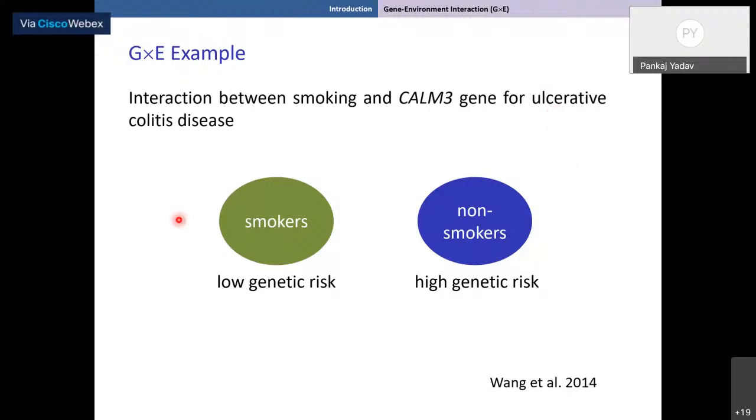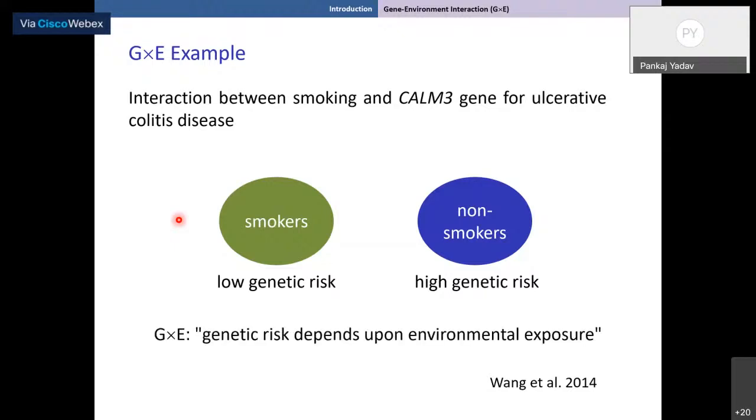Okay, so this is just telling us why gene environment interactions are important. Some people might have the same genetic profile but be exposed to different environments, which gives a different risk for certain diseases. So in this study, they have shown that the genetic risk depends upon the environmental exposure.